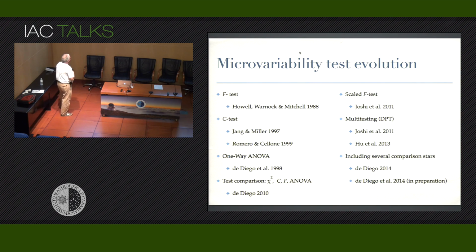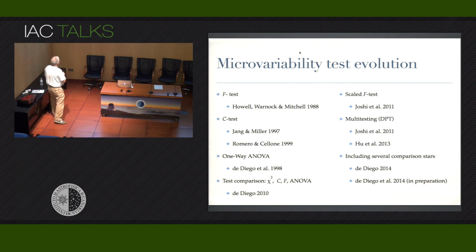So there have been a lot of tests proposed to study this. The first by Howell in 1988, who used the F-test, and he made a very complete study of the CCD noise, the flat fields, the bias, and the difference between the stars that were compared. The F-test basically means that you have the light curve, you measure the standard deviation of the light curve and compare it with a reference star.